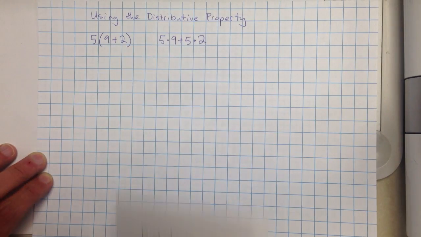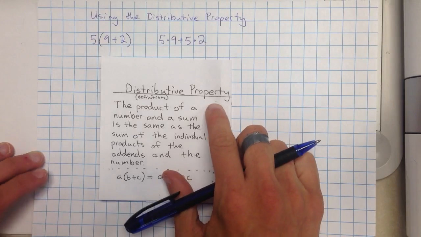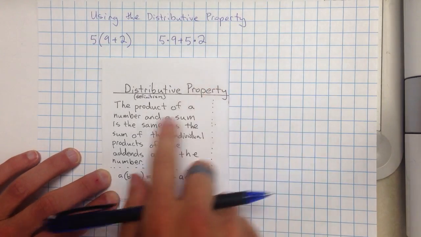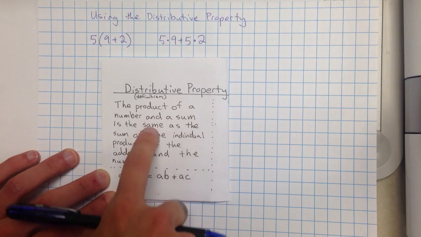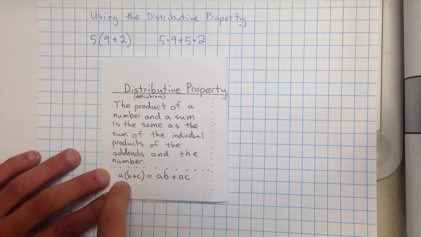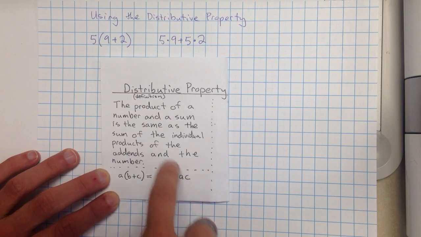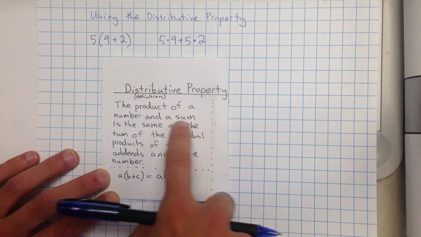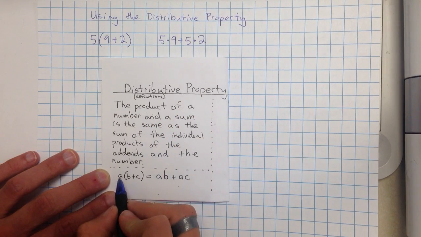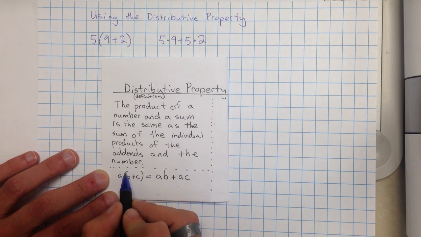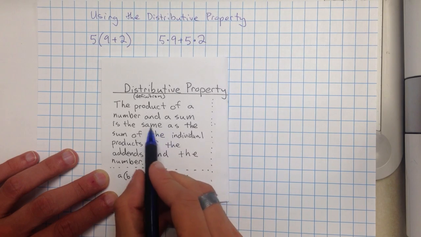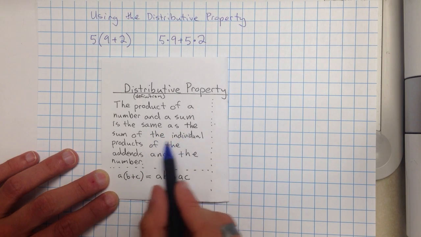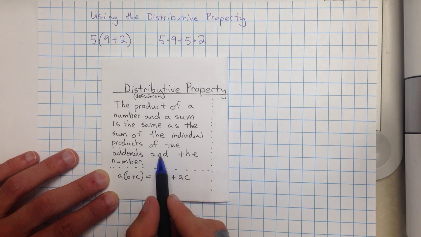Now I'm going to bring up the notes that we took today. This was the one that we had printed out for us, from the textbook, and we see that we have it written right here using variables. The product of a number and a sum. Product means multiplication, so it's a times two numbers being added together, is the same as the sum of the individual products of the addends and the number.